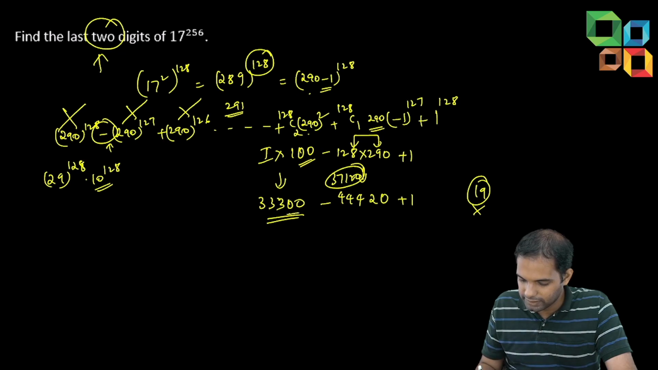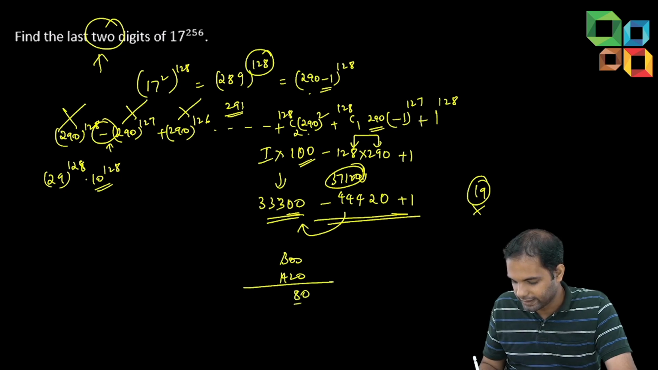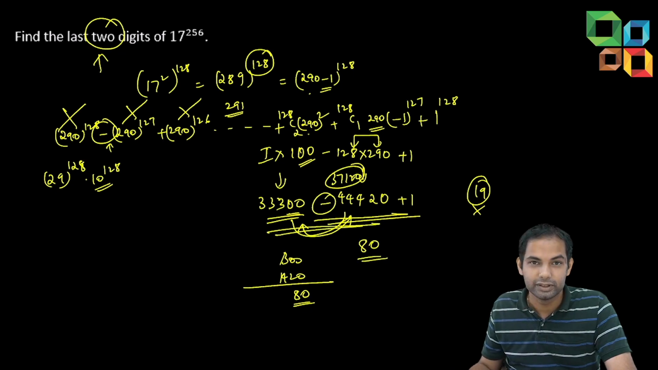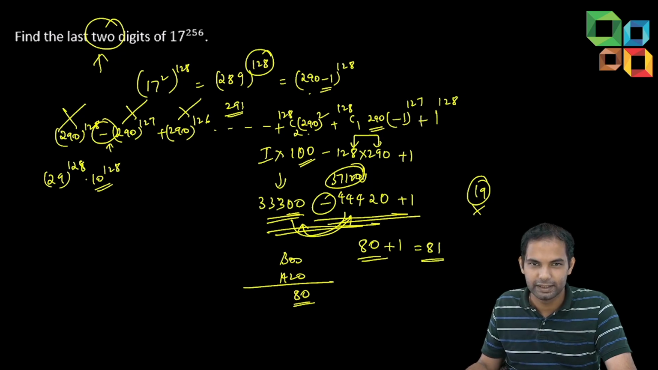So these double zeros, even though they're not contributing to the last two digits, can you see that if I subtract, what do I get? 300. In the last digits I'll subtract 420. Again, even though there is a carry, it won't affect the last two digits. I'm going to get 8. Because this is a negative number, I'm going to get 80 from these numbers. So what would be the last two digits? 80 from here plus 1. So the last two digits would be 80. I hope it's clear, right?